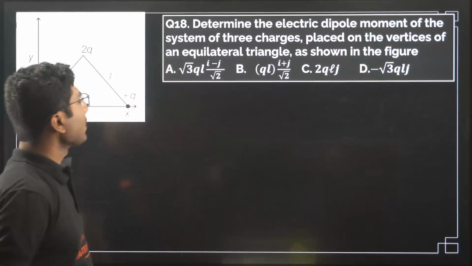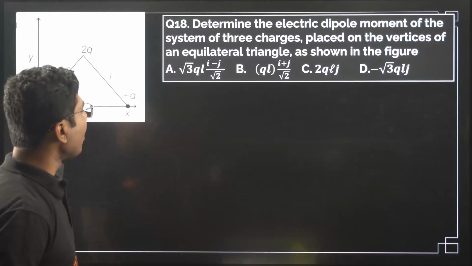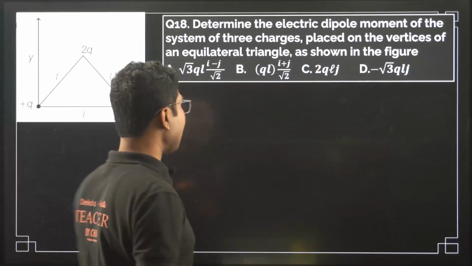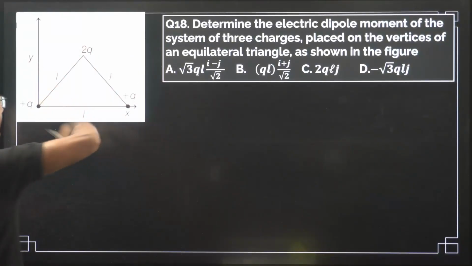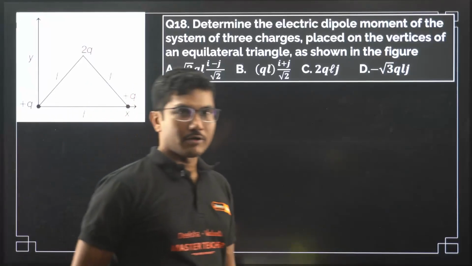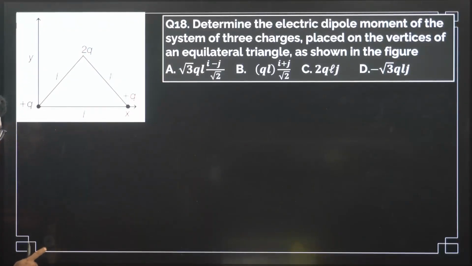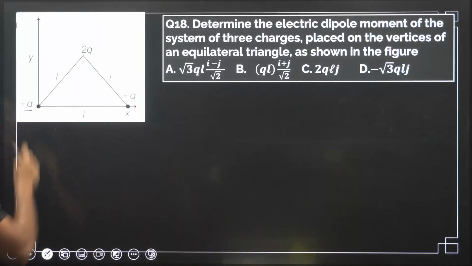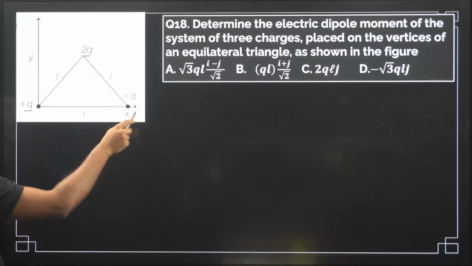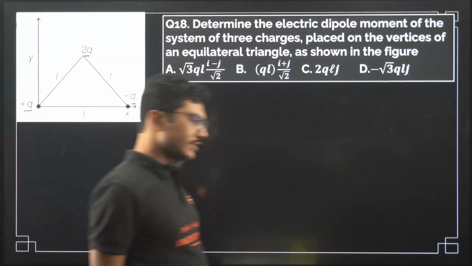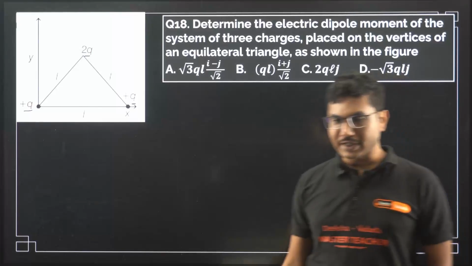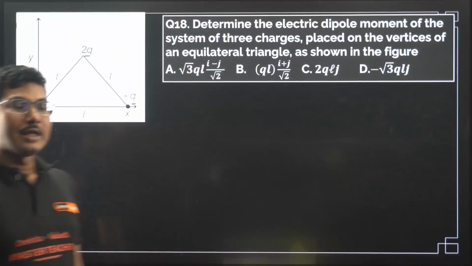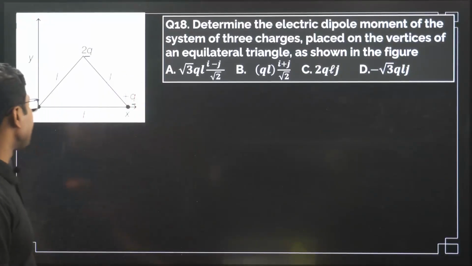Now the next question: determine the electric dipole moment of the system of 3 charges placed on the vertices of the equilateral triangle as shown in the figure. Here you have to find the net electric dipole moment of this system. First let us understand how to do that. In the diagram we have plus q, minus 2q, and plus 2q. So the net charge of the system is 0. It is very important to check if the net charge of the system is 0 or not. If the net charge is 0, then only you can find the dipole moment of the system.